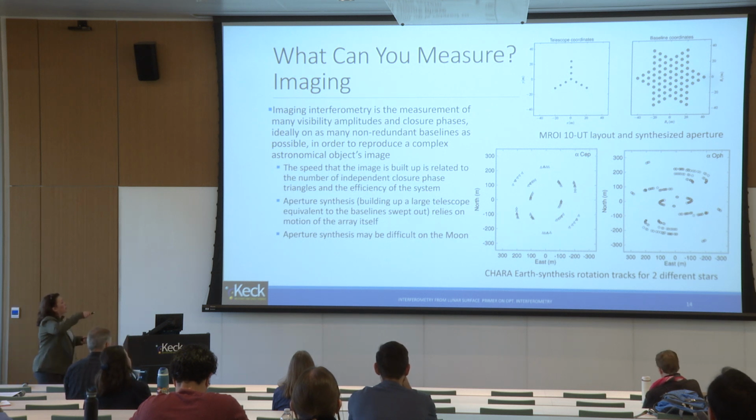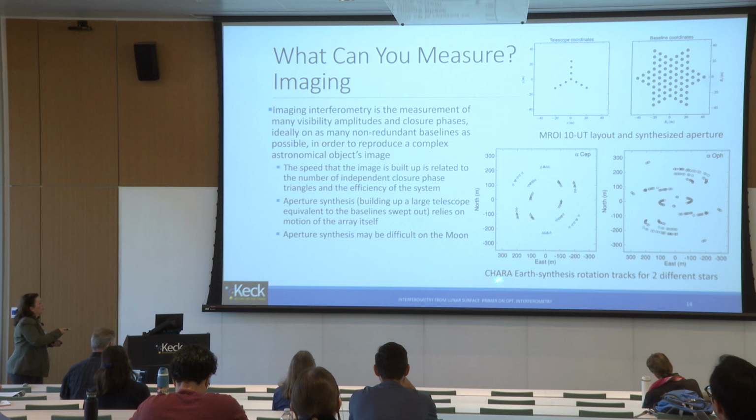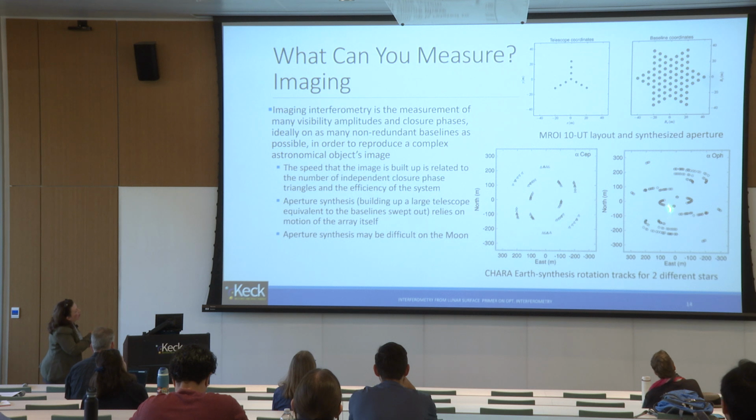So the projected baseline, I'm going to jump down to these pictures for a second, is what it looks like if you were sitting in the star's perspective looking back down at the Earth. And depending on where the star is located, so this is some CHARA data directly overhead, alpha Cep, or off at an angle, alpha Ophiuchus, you'll get a different projected baseline, so you'll get different types of coverage.